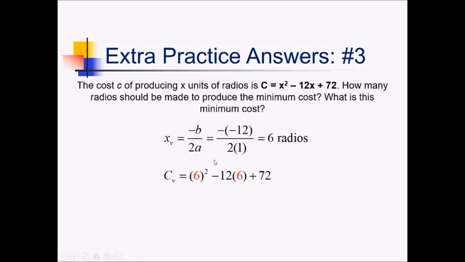And I could probably do this without a calculator. This is 36 minus 72 plus 72, so those actually cancel. And we're just left with 36, and that's in dollars.